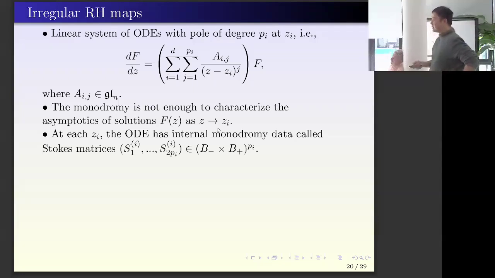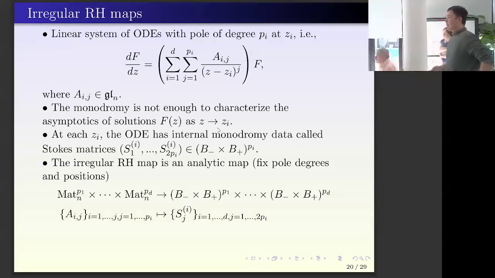This is from classical ODE theory. And here at each pole of degree pi, we have pi pairs of Stokes matrices. And these Stokes matrices come in pairs. So half of them are upper triangular matrices, and another half are lower. Here, B minus and B plus are two opposite Borel subgroups. And then there is the so-called irregular Riemann-Hilbert map. So this is basically the Riemann-Hilbert map, but allowing connections with higher order poles. It's now an analytical map from the configuration space of linear ODEs with fixed number of poles and fixed degree of poles, a finite dimensional space, to the space of Stokes matrices.